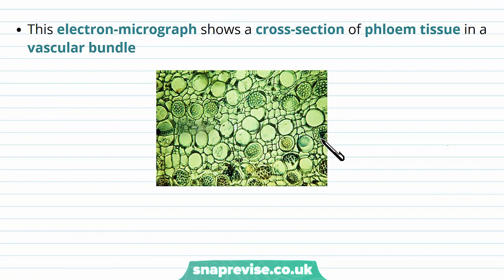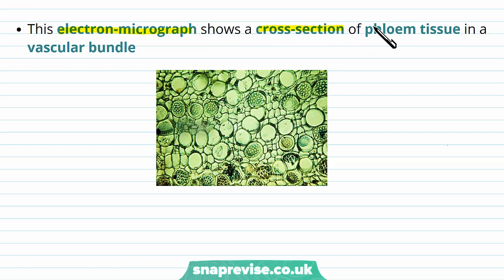Here's an electron micrograph showing the structures that we've just been talking about. So we've got a cross-section of the phloem tissue in the vascular bundle. You need to be able to recognize the different features, so let's go through them here. The larger vessels that you can see here, here and here, and it includes these as well, are the sieve tube elements where the sap is actually flowing.